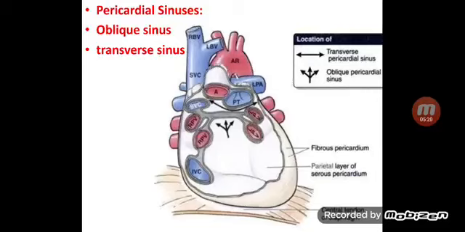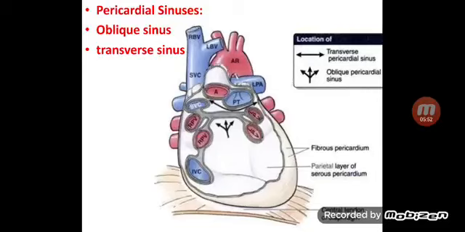So the oblique sinus, as you see in this slide, is formed due to reflection of the serous pericardium around the large veins. And what are the large veins here? As you see in this slide, 4 pulmonary veins, superior vena cava and inferior vena cava. So there will be a recess formed due to reflection of the serous pericardium around these large veins. This is named the oblique sinus.